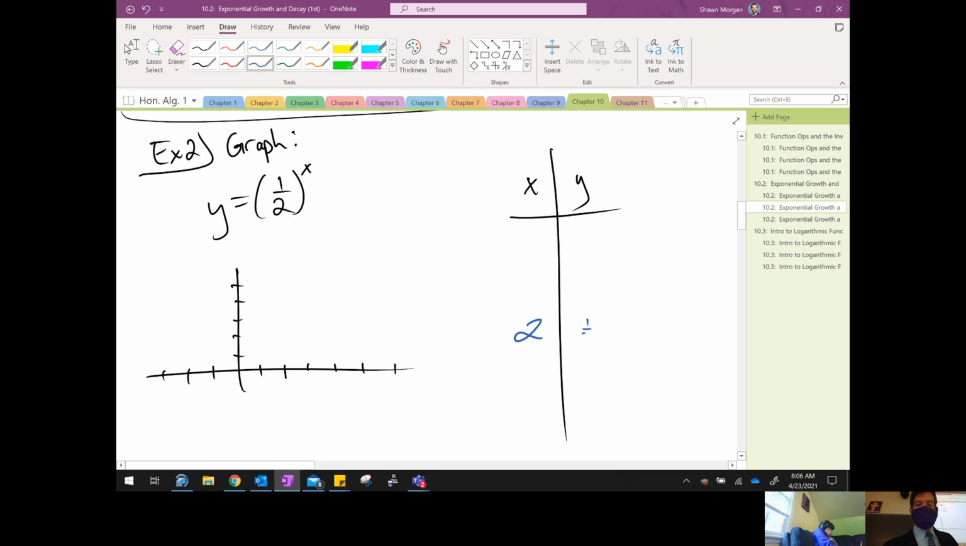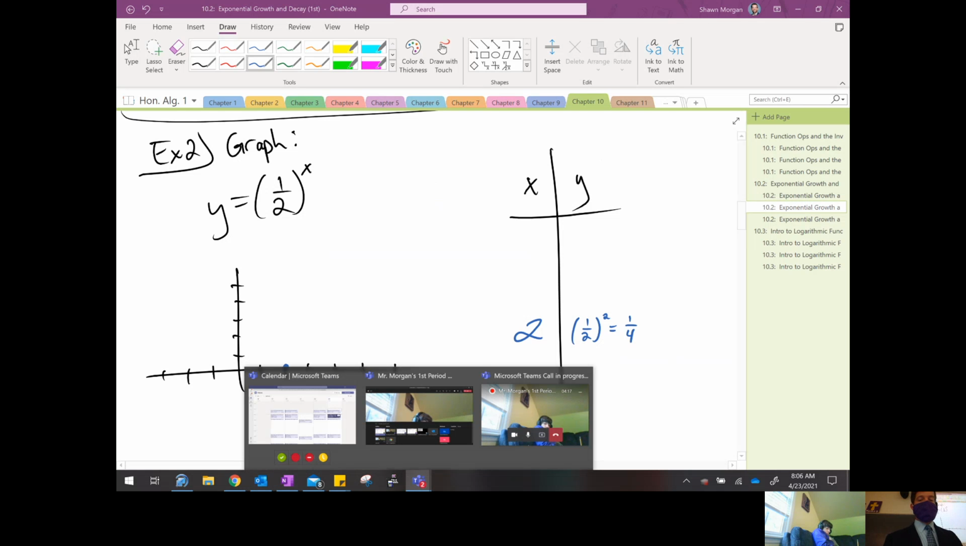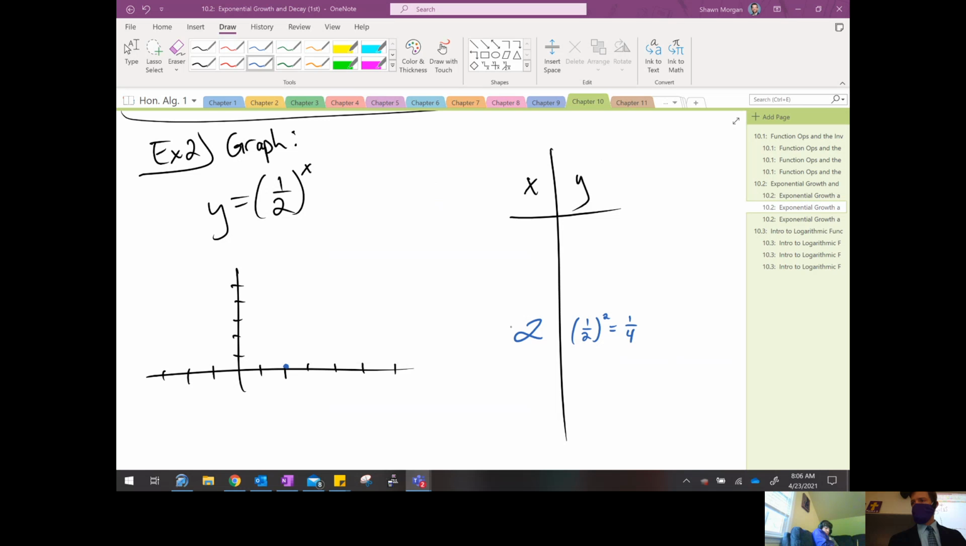So that means that we're going to have 1/2 to the second, which is 1/4. So when x is 2, y is going to be 1/4, or just above that x-axis. Okay, William Bryan, pick me another value. All right, so if I pick x equals 3, it'll be 1/2 cubed, which is 1/8. Okay, which is even lower, closer to the x-axis, right down there.